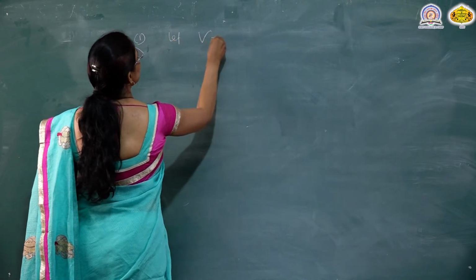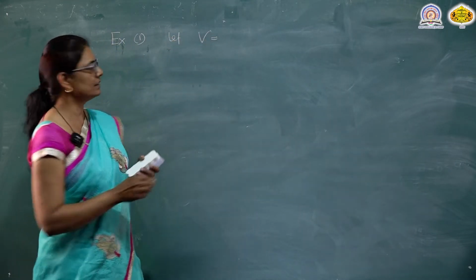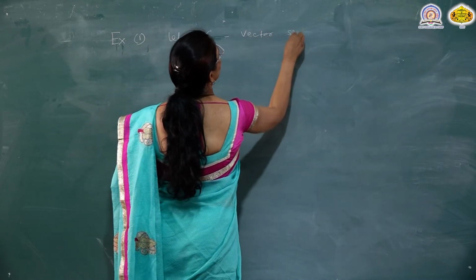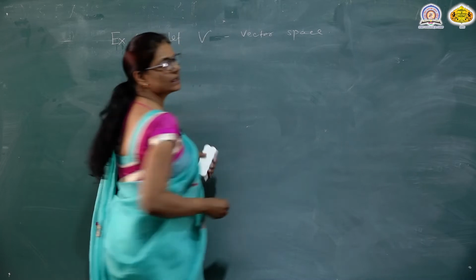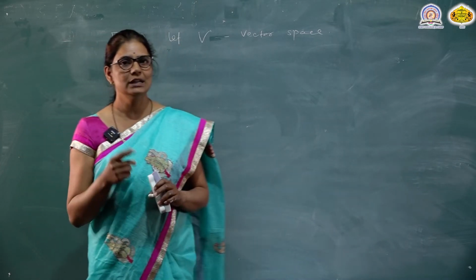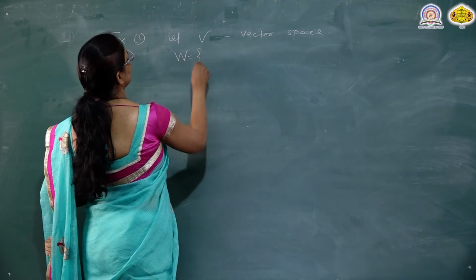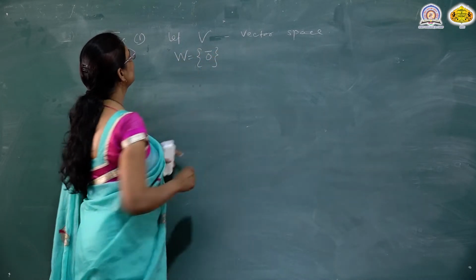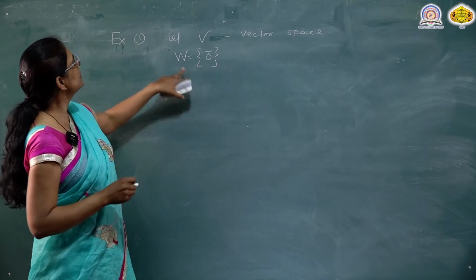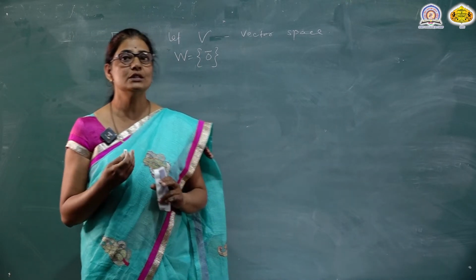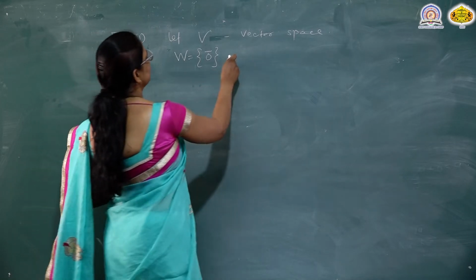So the first example is, consider V is any vector space, and we consider a set containing only the 0 vector of V. We can easily prove that it is a subspace of V, and it is called the 0 subspace of V.